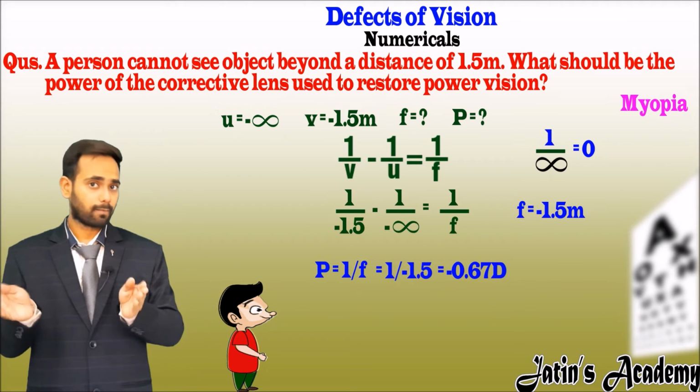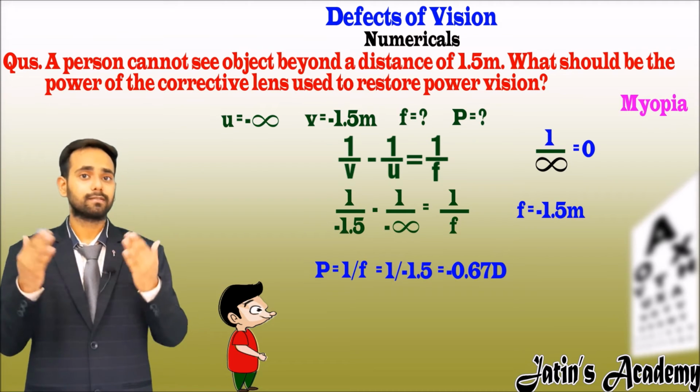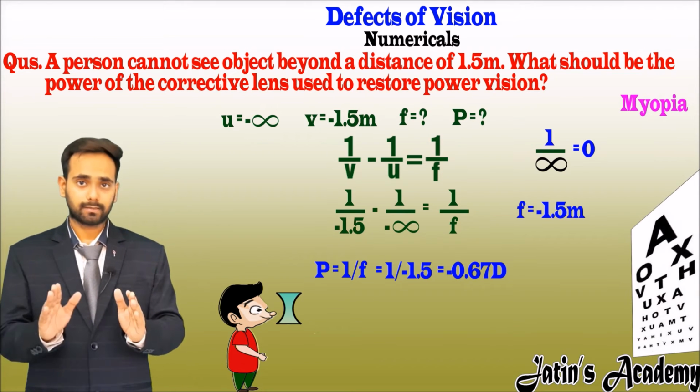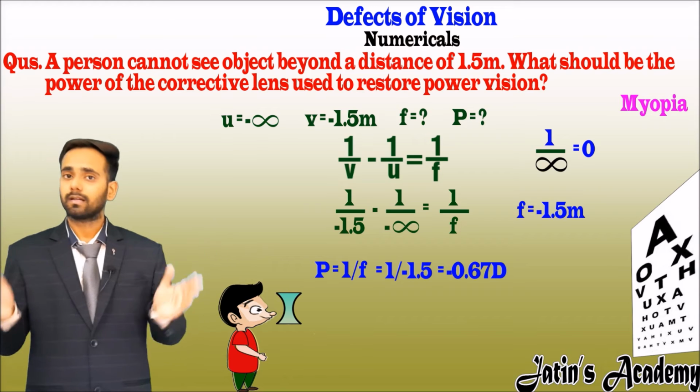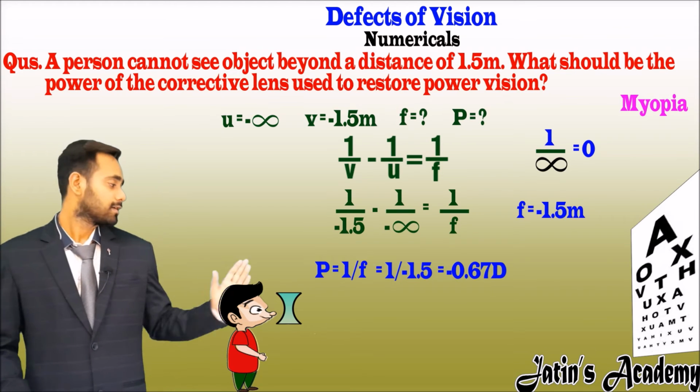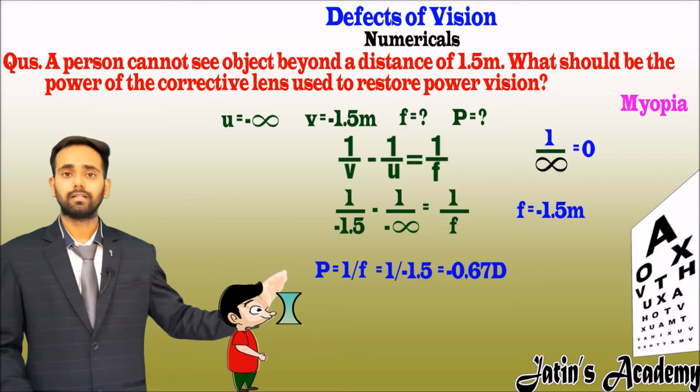So this power has a negative sign. It means he uses a concave lens. We also see that a myopic person uses a concave lens. And what is the power of that lens? That lens is minus 0.67 diopter.